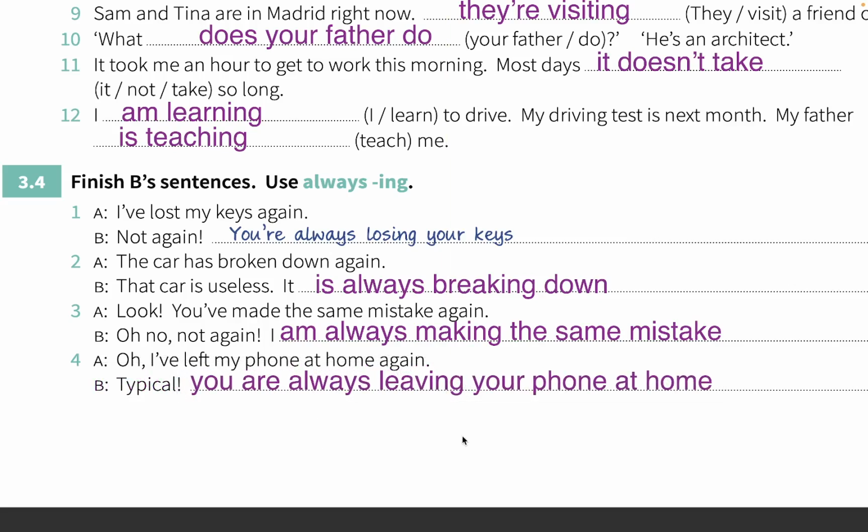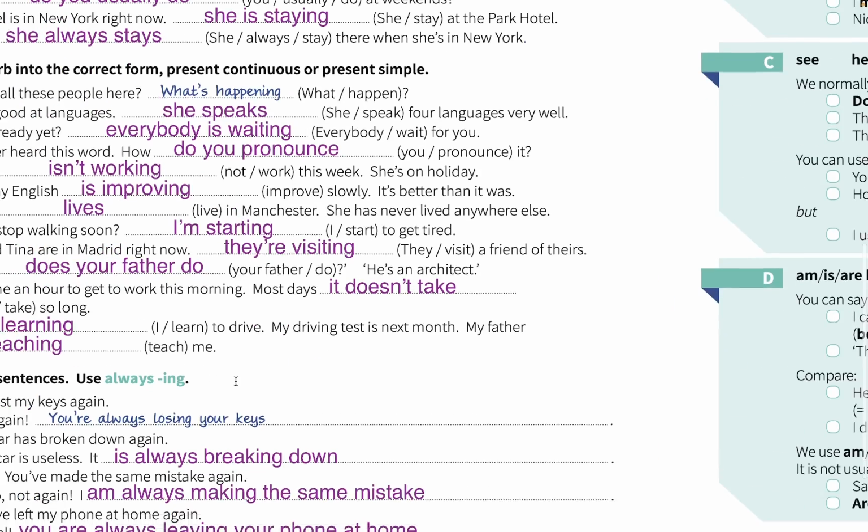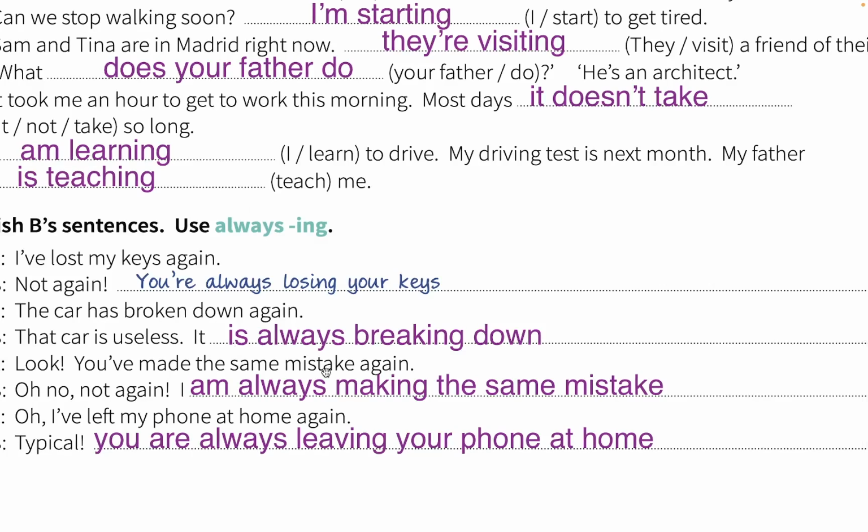Yes, you're always leaving your phone at home. Is that clear, guys? So here we just add the to be, the always, and the ing.